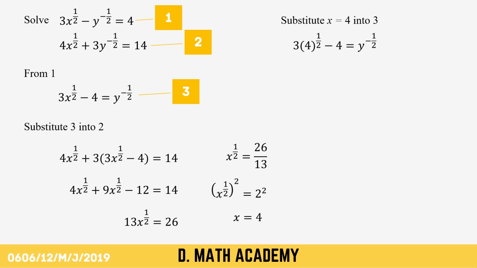So 3 bracket 4 to the power of 1 over 2 minus 4 equals y to the power of negative 1 over 2. After the arrangement, I got 2 equals y to the power of negative 1 over 2. So our power now has a negative involvement. Only when negative multiplies with negative, I get back into positive. And we have a denominator of 2, so I decided to multiply the power of negative 2 into both sides. So I automatically cancel it off and I got y equals 1 over 4.